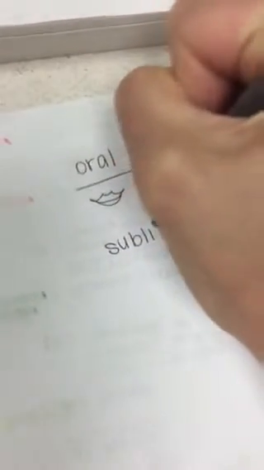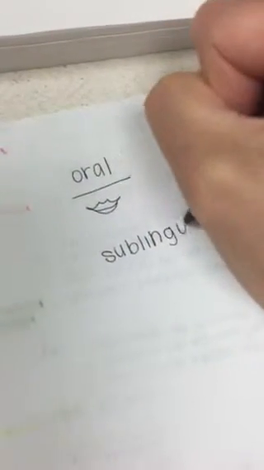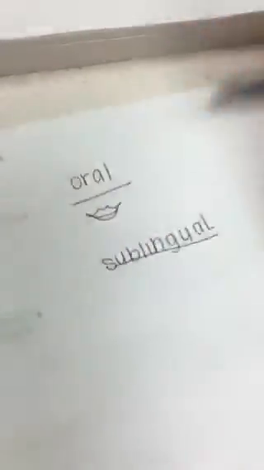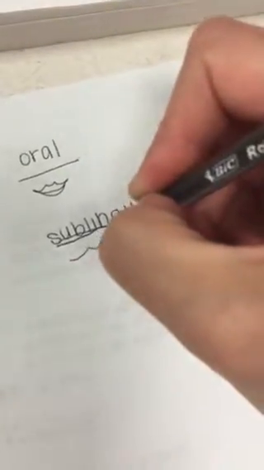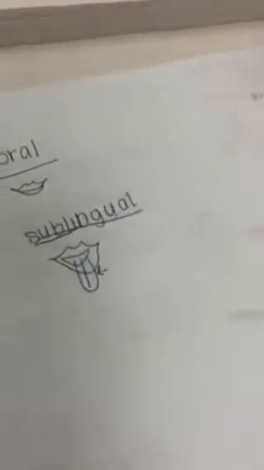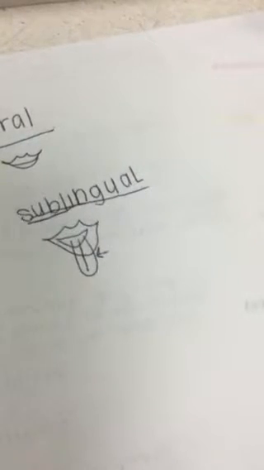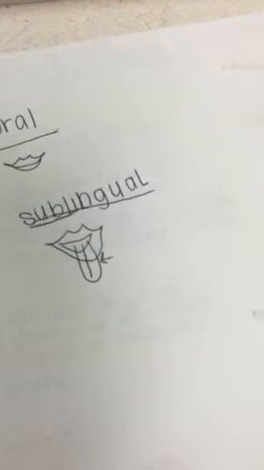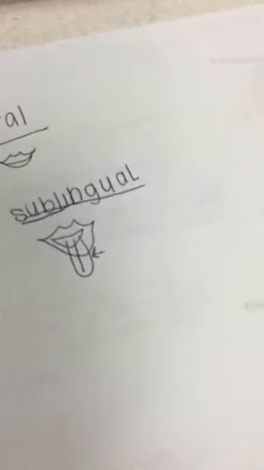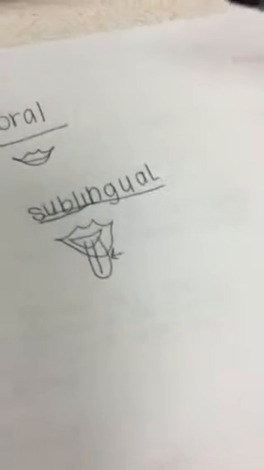Sublingual is the next one. I'll draw the kiss lips. It goes under the tongue. That is what sublingual is. You place it under the tongue where it dissolves in the patient's saliva, and then it is absorbed really quickly into the bloodstream. Compared to the oral route, it is quicker.